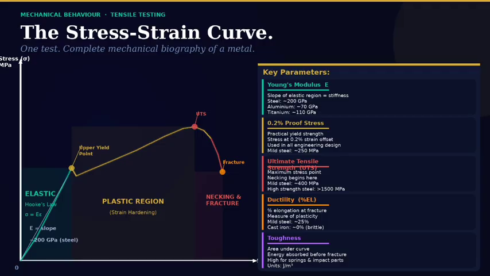Then the curve reaches the yield point. Permanent deformation begins here. Beyond yield, the material enters the plastic region and actually gets harder with deformation. This is called strain hardening. The curve climbs to the ultimate tensile strength, the maximum stress the material can carry. Beyond UTS, the sample necks. One region becomes thinner and finally fractures. For ductile metals like mild steel, you get a cup and cone fracture with significant plastic deformation. For brittle materials like cast iron, flat, sudden, no warning.